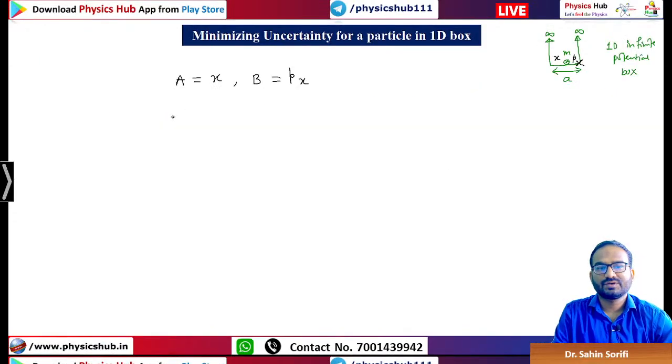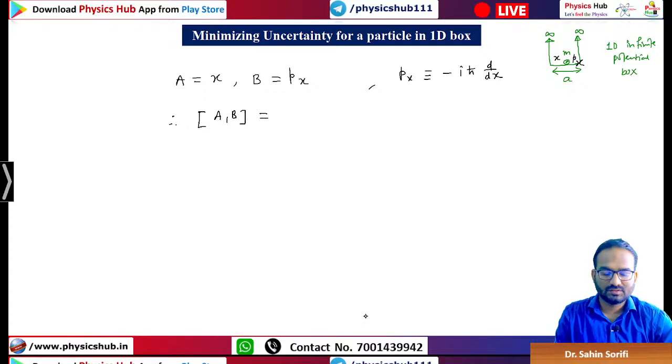Now to apply the general uncertainty relation, we know that we need the commutation of AB. So what will be the commutation of AB? Px can be written in the operator form in this form, minus i h cut d/dx. This is the operator form.